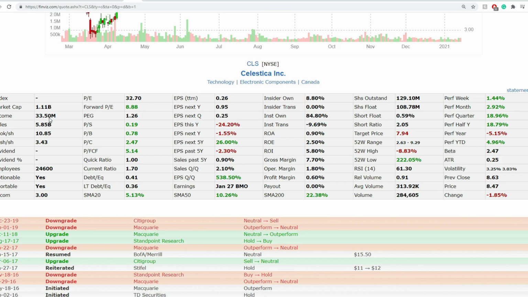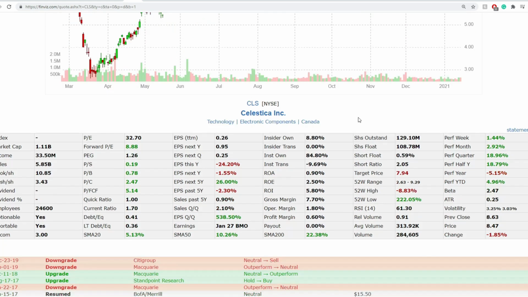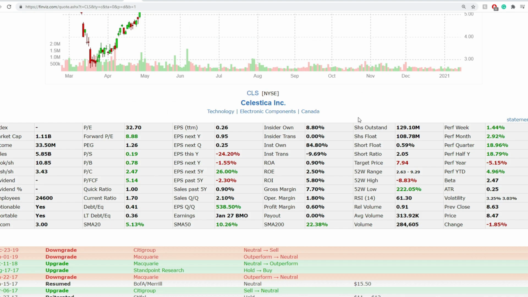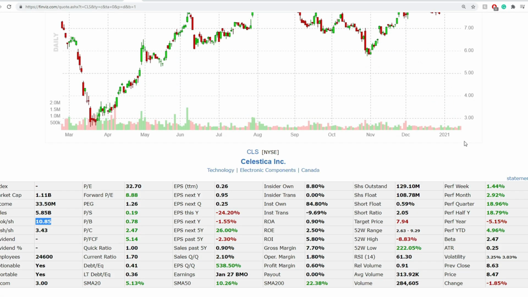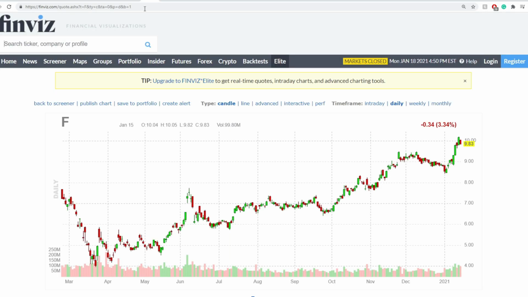You want to look at the previous incomes as well. Currently, they're $8.47. Their cash per share is $3.43. That's dangerous because they might need more cash. Price over book is 1085. It is very close to what we're seeing right now, around 78, but their sales look good. So I'll keep that one.